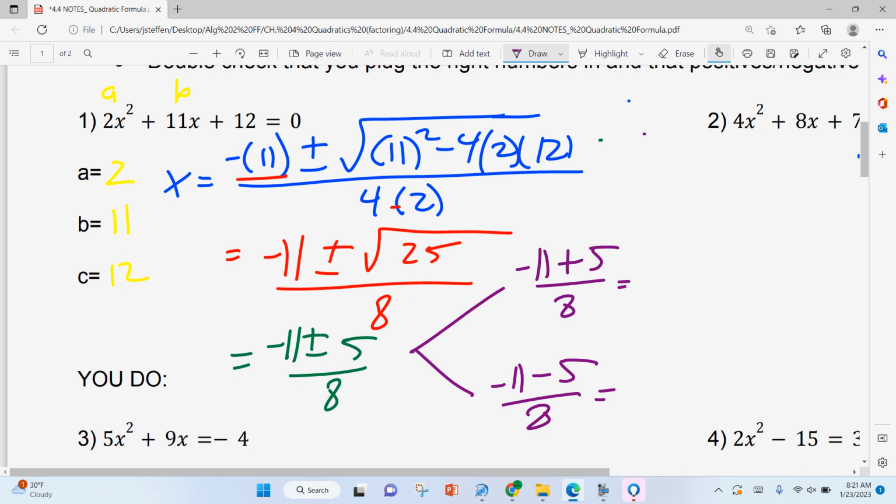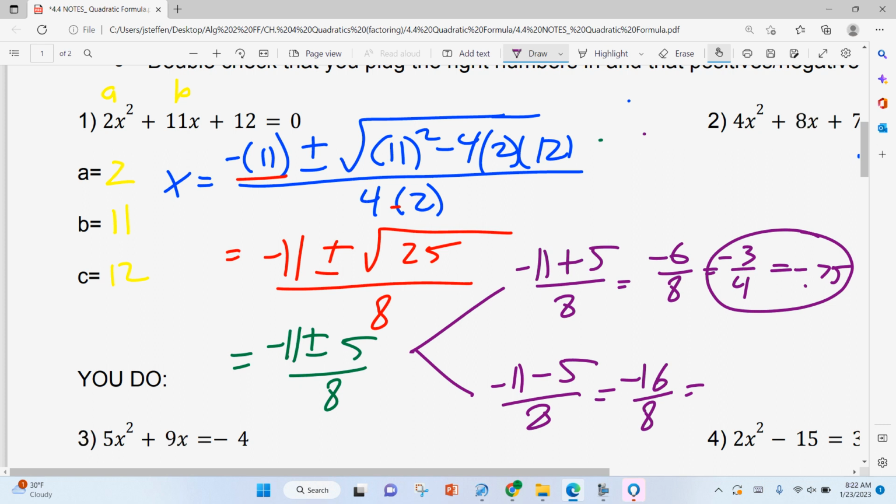However, again, the concept, negative 11 plus 5 is negative 6, so we have negative 6 over 8. Negative 11 minus 5 is negative 16 over 8. And then you simplify these, or you could put a decimal. If you wanted to do the decimal, negative 6 divided by 8, you can. That ends up, if you divide both by 2, is negative 3 over 4. So that'd be negative 0.75 if you use the decimal. So that's one answer. Negative 16 over 8 is negative 2. That's your second answer.